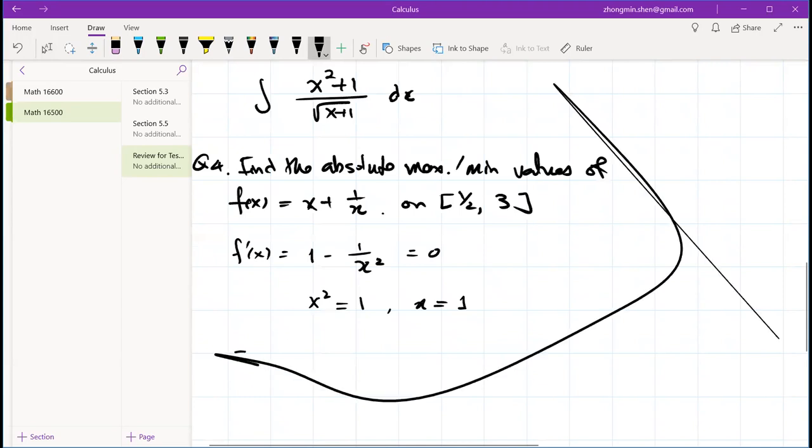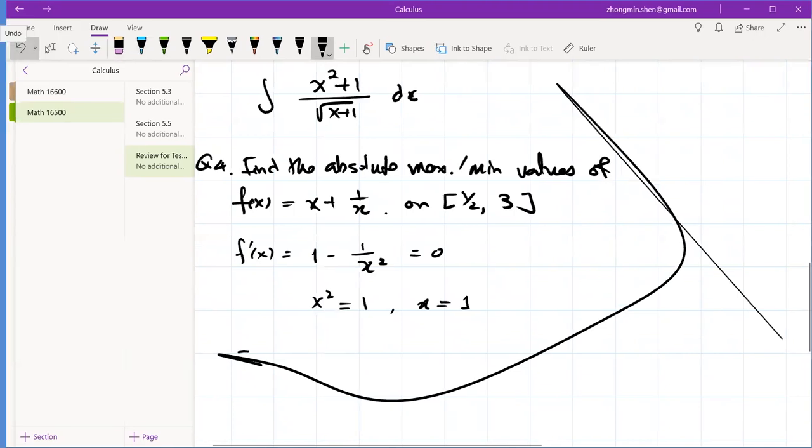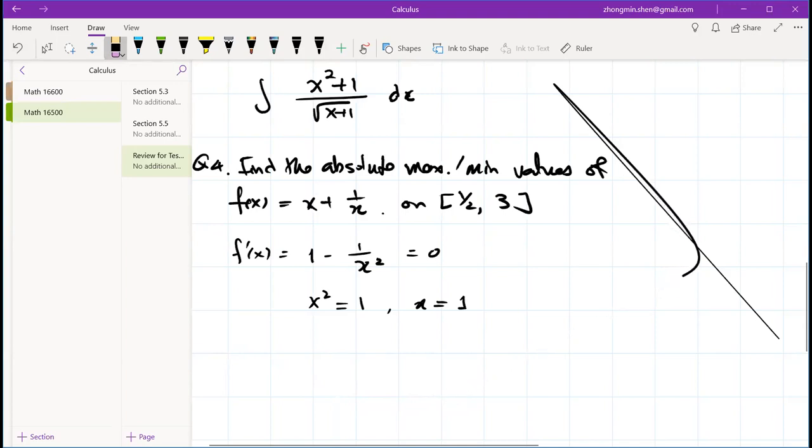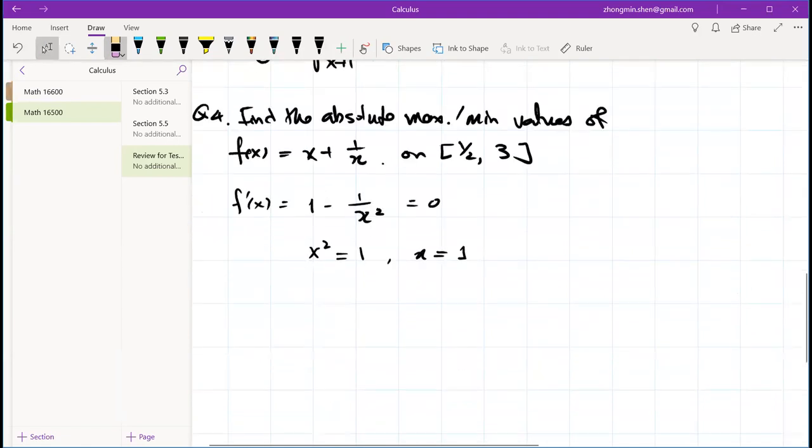Then you look at the value of the function, oops. Undo, right? Okay, I'm going to erase it. Not even moving. That's weird. Okay, go away. Almost. Yeah, I think there's a button on the pen. I accidentally clicked.